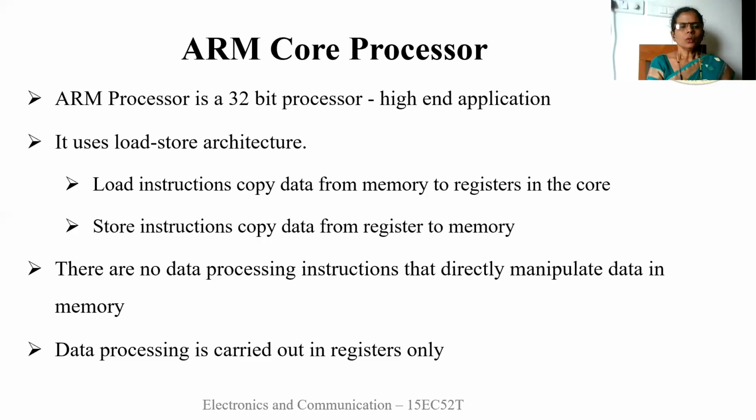Then there are no data processing instructions that directly manipulate data in the memory. Memory-to-memory transfer instructions are not available in the ARM processor. So you have to move the data from memory to register or register to memory. There is no instruction to move the data from memory to memory. Data processing is always carried out in registers. These are the important points you need to remember in an ARM processor. So the ARM processor is a 32-bit processor.